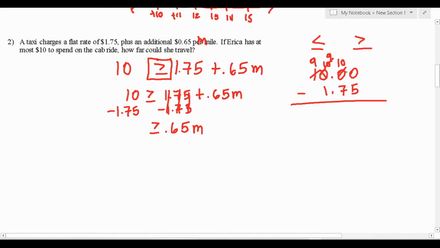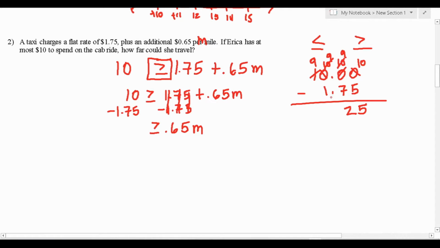Now we can actually borrow from the number to the left. So this is going to become 9, and this is going to become 10. And we can proceed with the subtraction. 10 minus 5 is going to be 5. 9 minus 7 is 2.